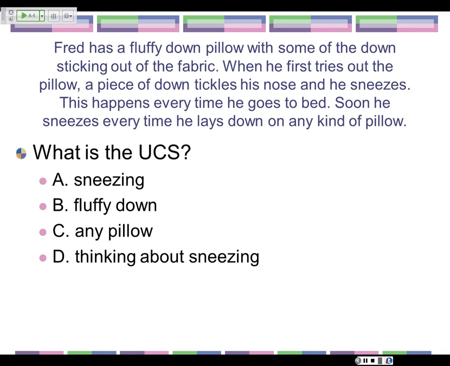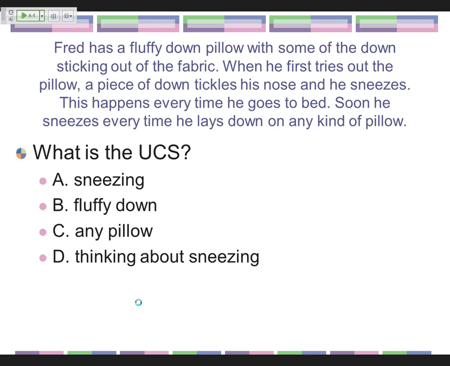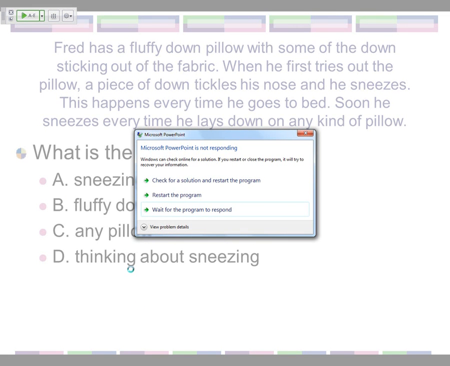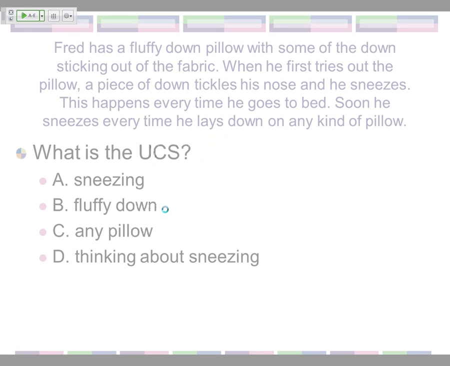Right? So what is, oops, what happened to my, uh-oh. I think I have too many things open. Too many programs running.